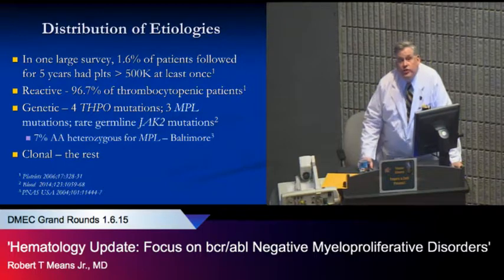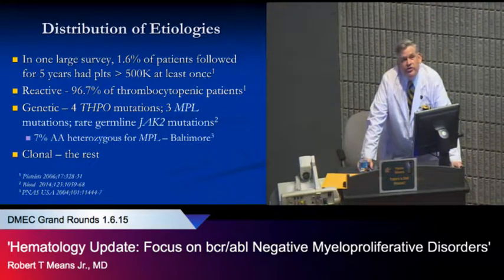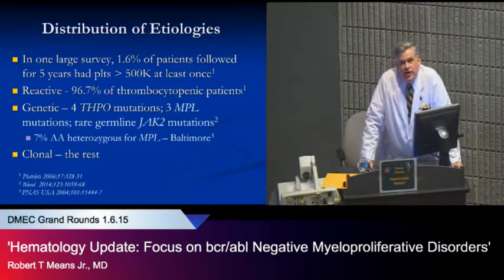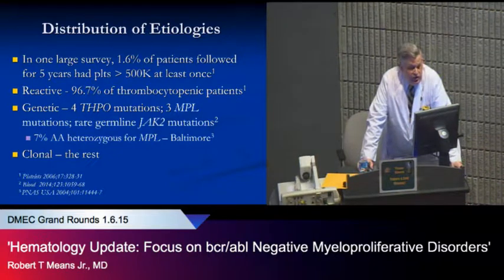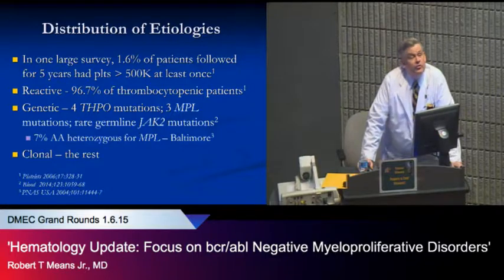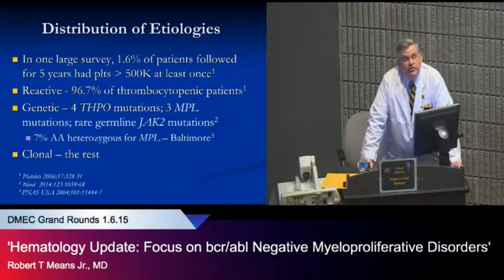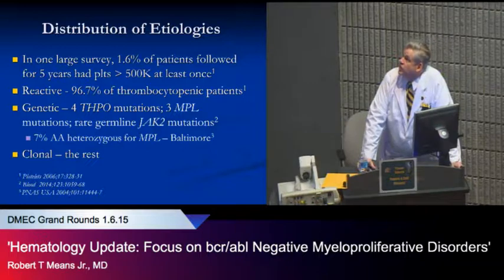So what's the distribution of etiologies of thrombocytosis? When someone shows up in your office with thrombocytosis, how often are you going to see that, and what does it represent? In this survey that I cite here, 1.6% of patients followed over a 5-year period in a general medical practice had platelets greater than 500,000 at least once. So if you have a big practice, you'll see it. What's the etiology? Most of those platelet counts are clearly identifiable as reactive, almost 97%.